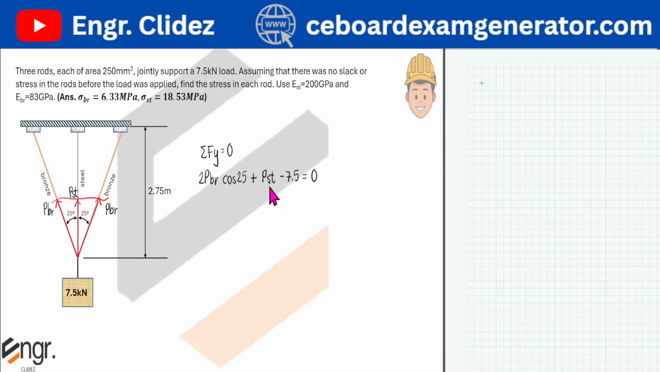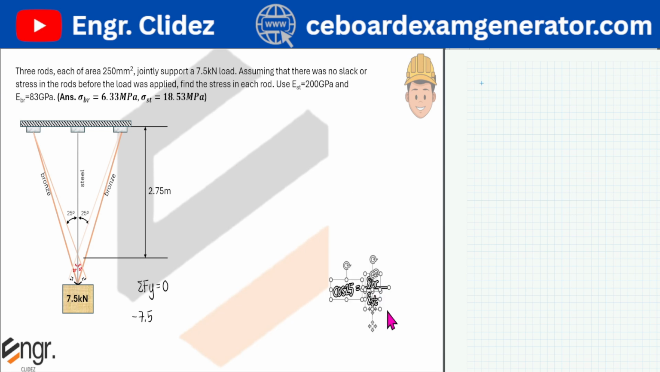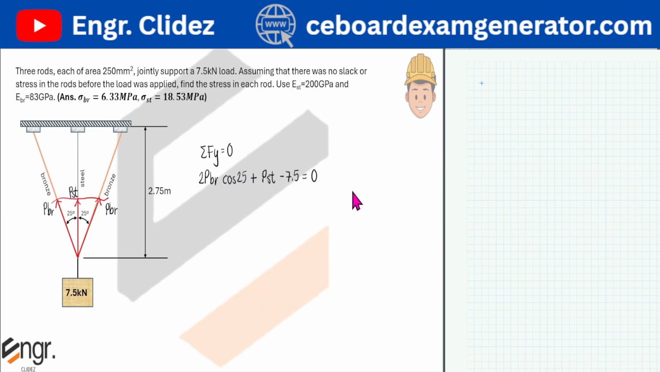Now we have two unknowns. So the second equation would be from the compatibility equation, which is this one. So let's add another page. Let's move this. And our first equation from statics was this one.